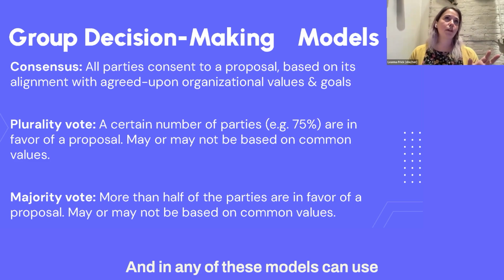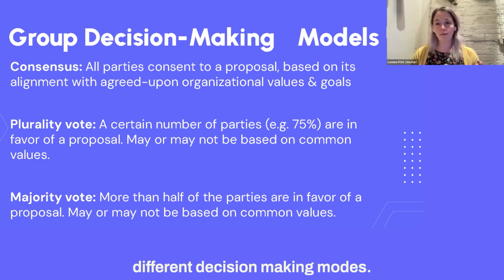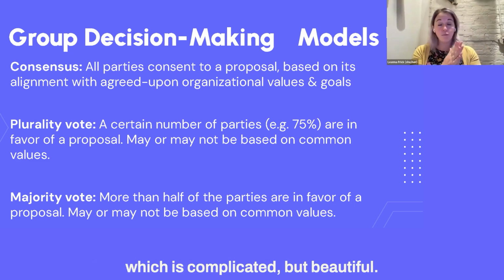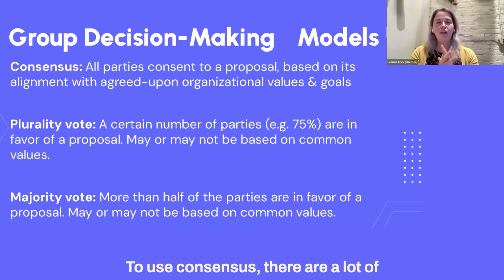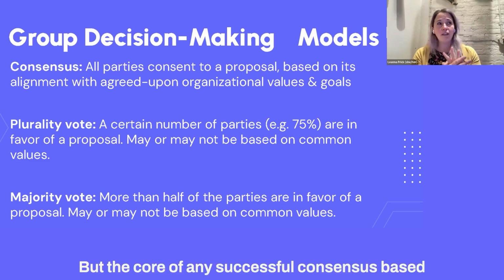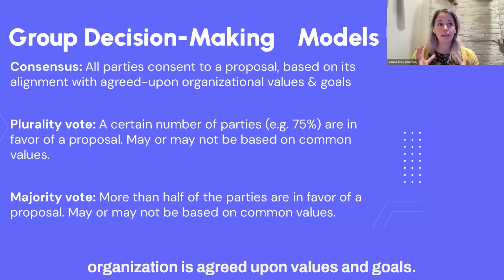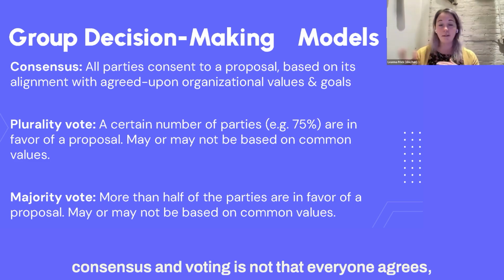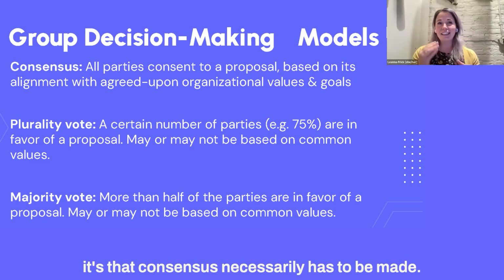And in any of these models you can use different decision-making modes, right? Here at the Tool Library, we use consensus, which is complicated, but beautiful. To use consensus, there are a lot of guides out there. There's a lot of training. It could be something that we talk about in a future session. But the core of any successful consensus-based organization is agreed upon values and goals. The biggest difference, I think, between consensus and voting is not that everyone agrees. It's that consensus necessarily has to be made.